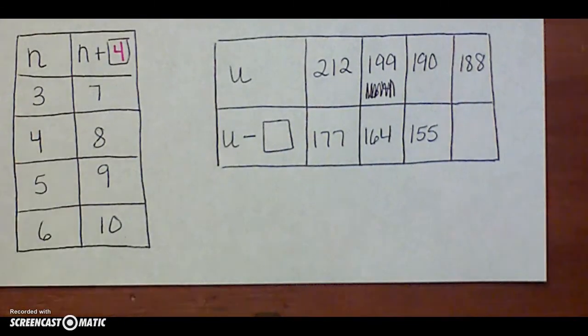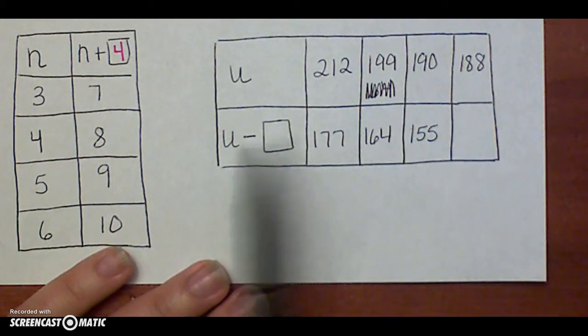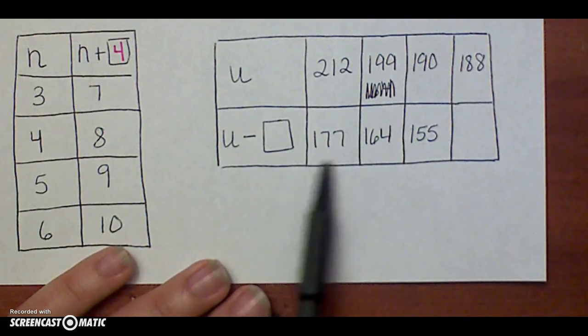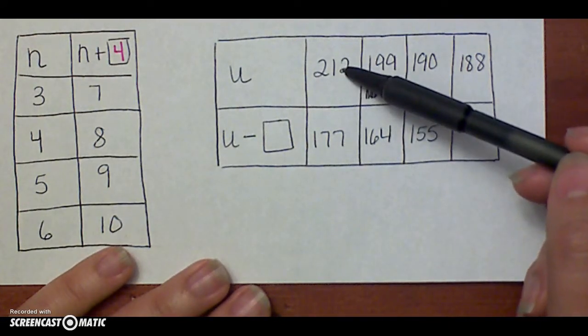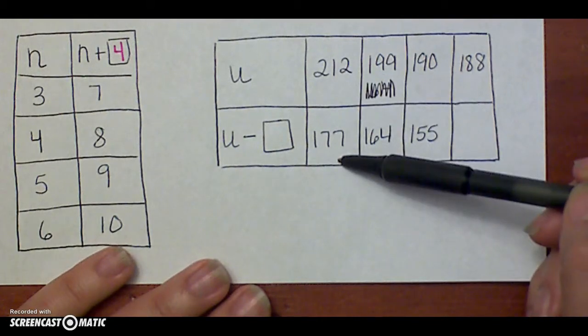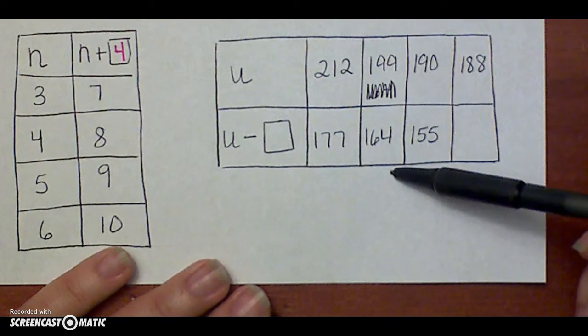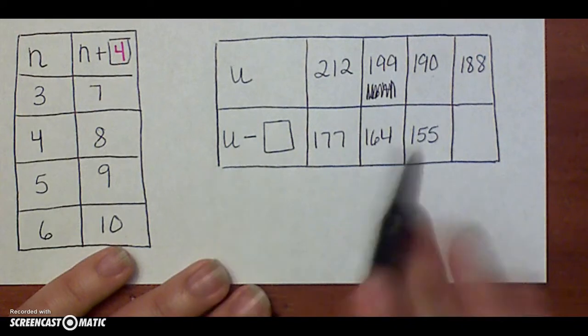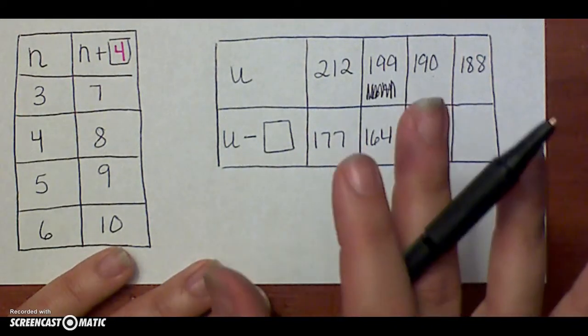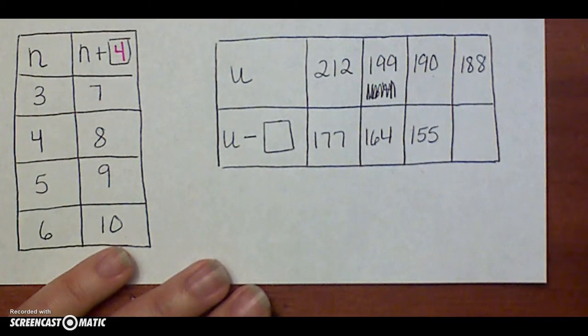Okay, and for the last one, I've turned it back the way you'll normally see it in your book. And we have to do two things. We have to find our rule so that we can write an expression, and then we have to solve. So here we have u and u minus something, which we don't know, along the bottom. So again, we look at the relationship between 212 and 177, the relationship between 199 and 164, 190 and 155. And they tell us that it's subtraction, so I don't have to even figure out what operation I will have to do. At some point you might have to, boys and girls, but right now they've told it to us.